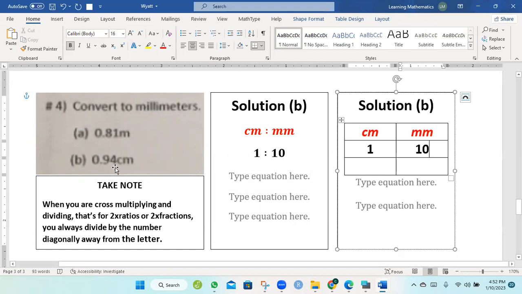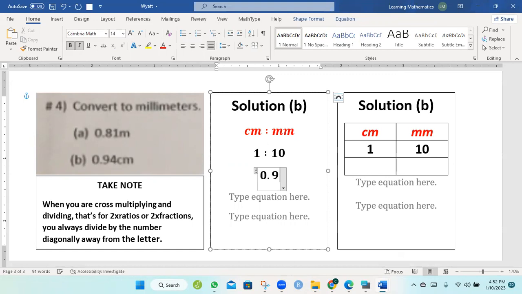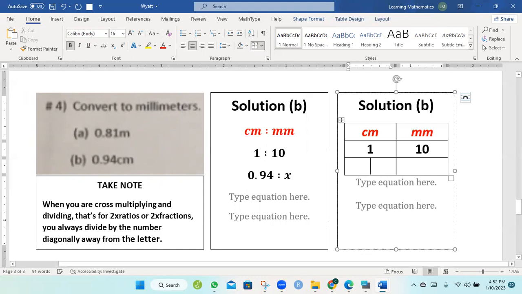It says 0.94 centimeters. So that 0.94 must come under centimeters. And we're trying to find millimeters, so that's where the X goes. When somebody asks you what is X, X is the unknown. X is the variable, what you're trying to find. Anytime you're doing mathematics and you see the letter X, X is the unknown variable. We're trying to solve for it. We don't know what it is. It could be 10, it could be 1, it could be 8, it could be any number.